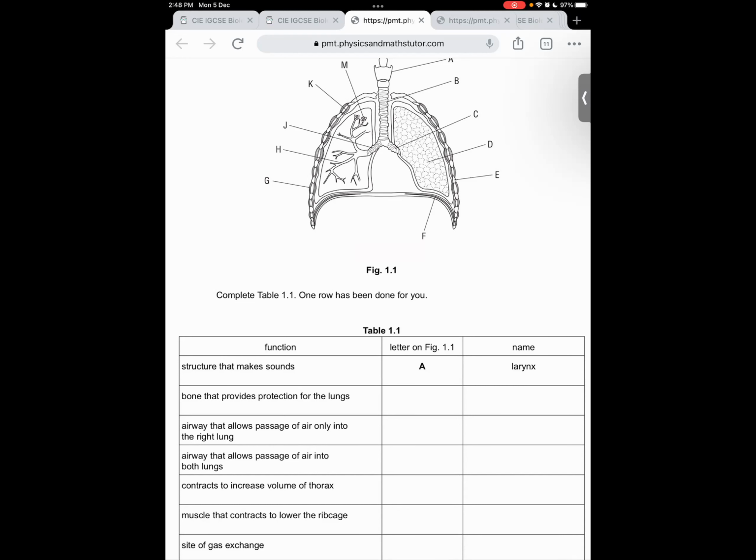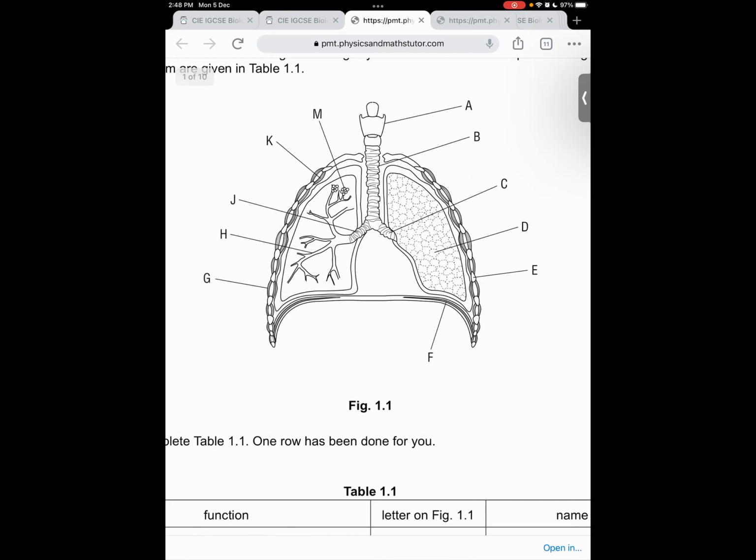Think about that huge big muscle that when it contracts, it flattens out. याद करो. मैंने inhalation revised किया था, have you? Diaphragm. F. Diaphragm, right?